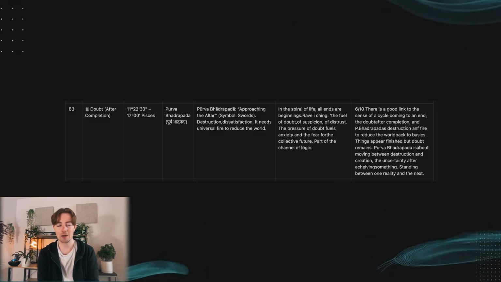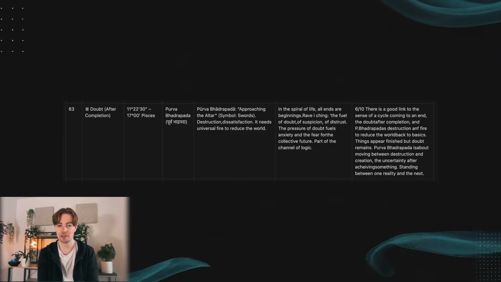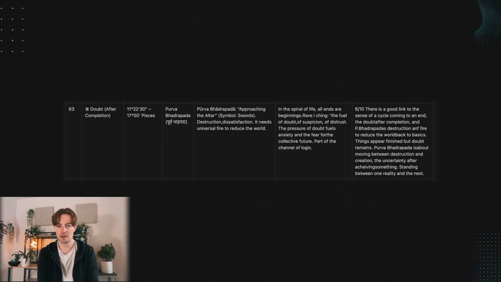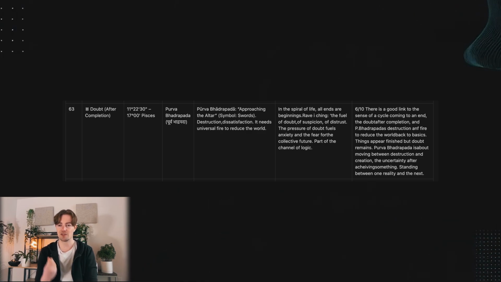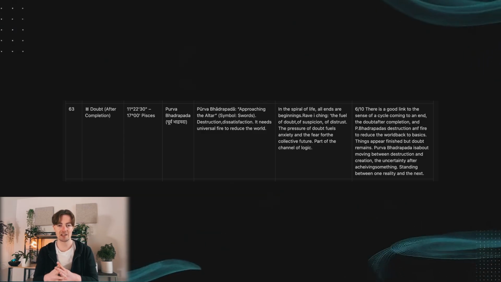So the sense of doubt that creeps at the end of a completion, end of a cycle, or the start of the end of a cycle. And Purva Bhadrapada is pretty well matched up, I think, here. I give it a 6 out of 10. There's a good link to the sense of a cycle coming to an end, the doubt after completion, and the Purva Bhadrapada's destruction and fire to reduce the world back to basic things.